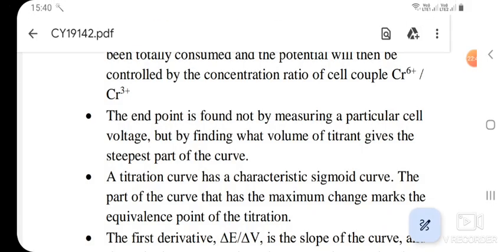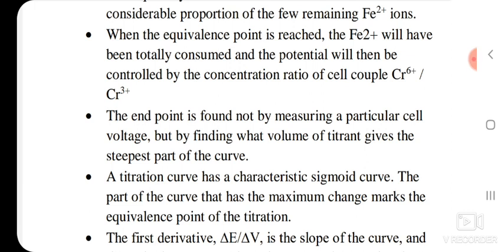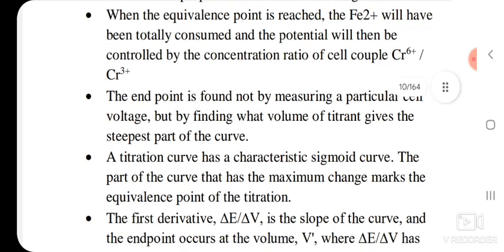When the equivalence point is reached, the Fe2+ will have been totally consumed and the potential will then be controlled by the concentration ratio of the cell couple Cr6+/Cr3+. The endpoint is found not by measuring a particular cell voltage but by finding what volume of titrant gives the steepest part of the curve.